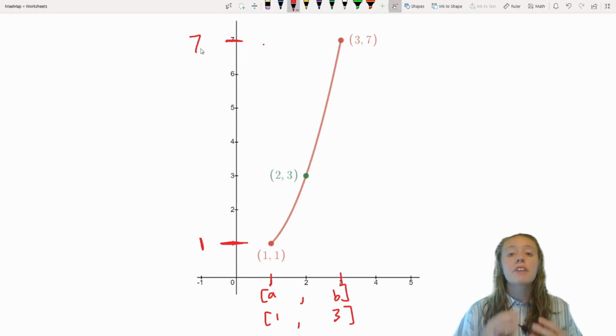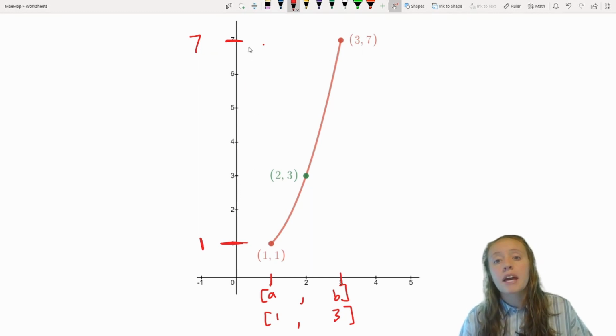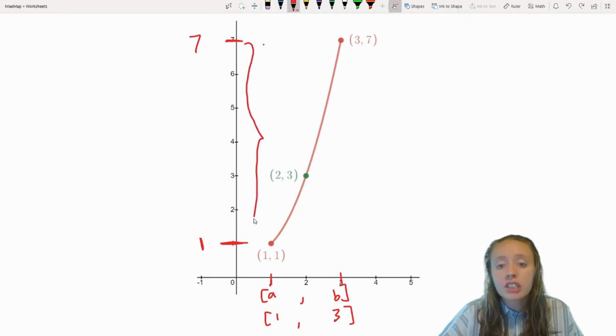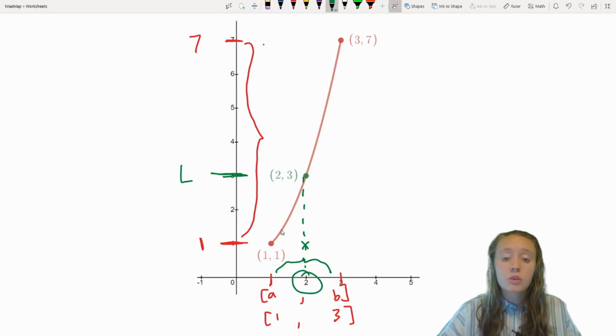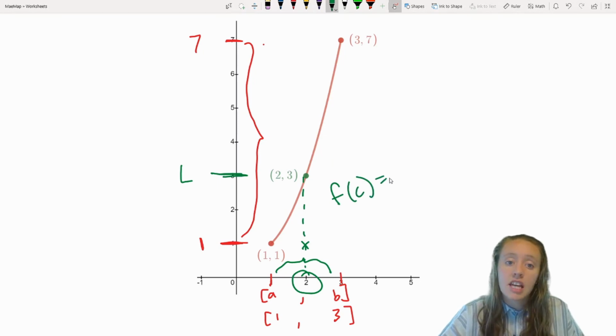So what the intermediate value theorem says is that we can pick any y value or any function value between 1 and 7, then we're going to be able to find an associated x value down here that's within this interval. So in this case, I picked an L of 3, and look, sure enough, I have some value c, which is 2, where f of c equals L. f of 2 is equal to that 3.